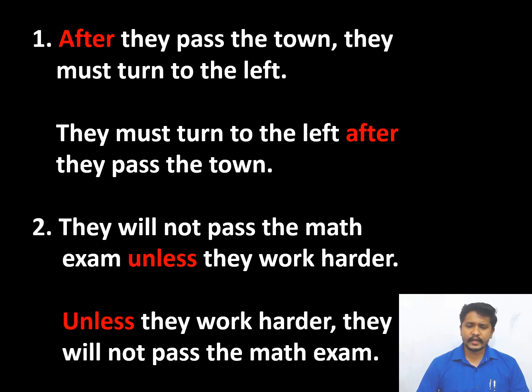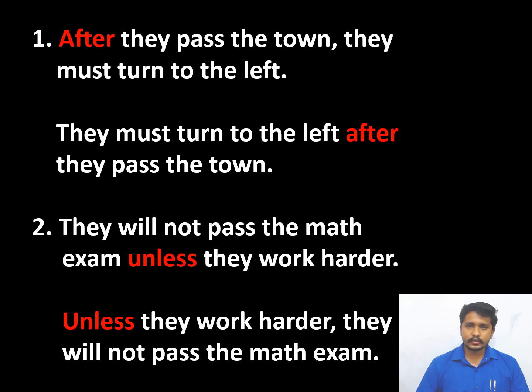Now let us come to the second one. They will not pass the math exam unless they work harder. So what is the independent clause here? It is always used in the beginning. They will not pass the math exam is the independent clause. Unless is the conjunction here. This is a subordinating conjunction. They will not pass the math exam unless they work harder.